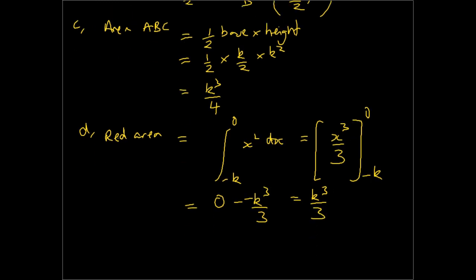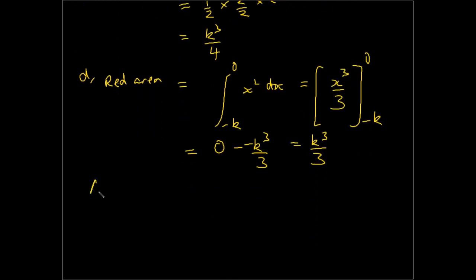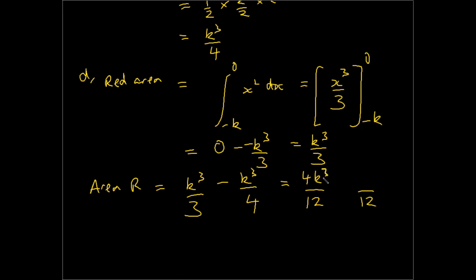Okay, so then area R is going to equal k cubed over 3 minus the area of the triangle, which I can see here is k cubed over 4. Okay, so I can turn those both into twelfths. So that's going to be 4k cubed over 12 minus 3k cubed over 12, which is just going to be k cubed over 12.